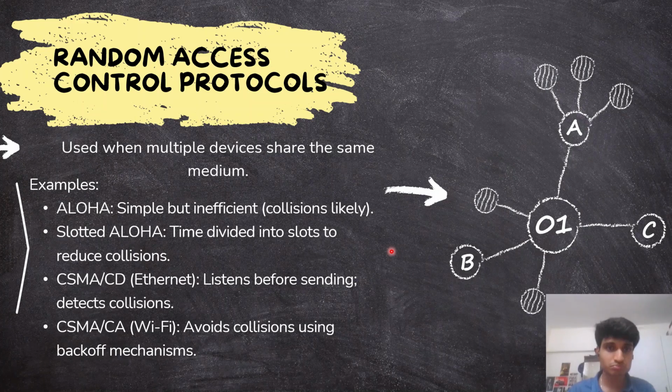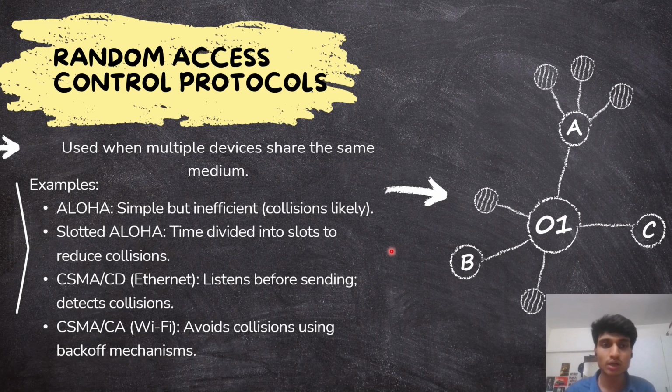So now, random access control protocols. What happens when multiple devices try to send data on the same medium? Collisions can occur, just like when two people talk over the phone at the same time, and the overlapping words cause miscommunication. To manage this, we use random access protocols.